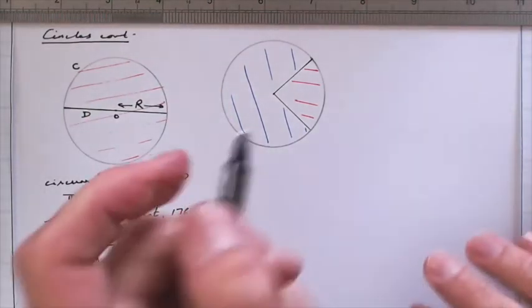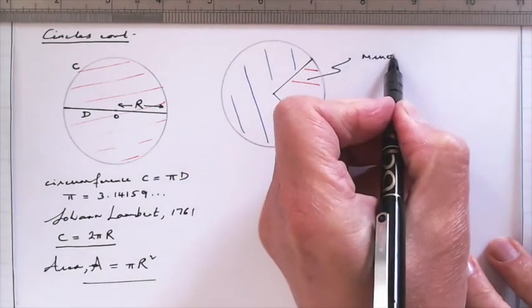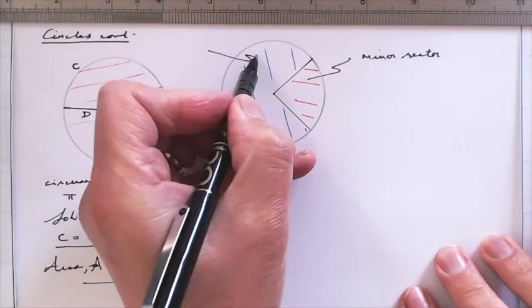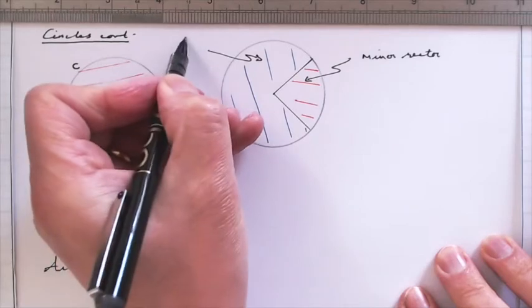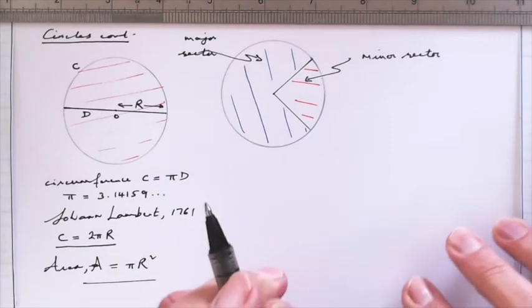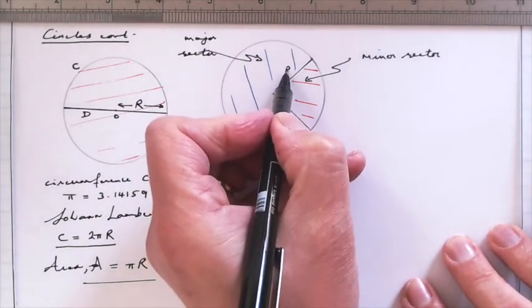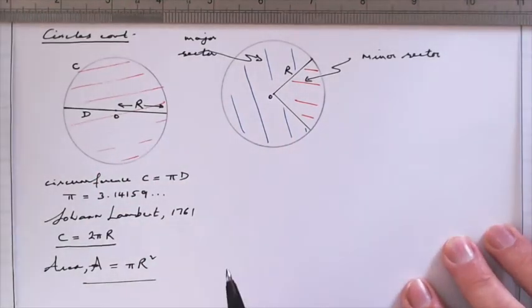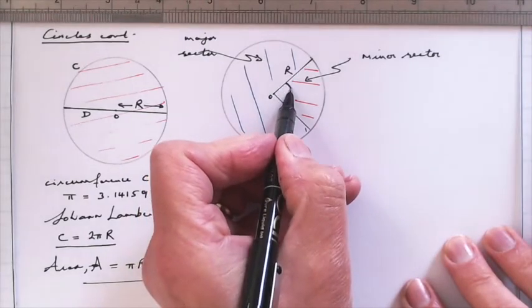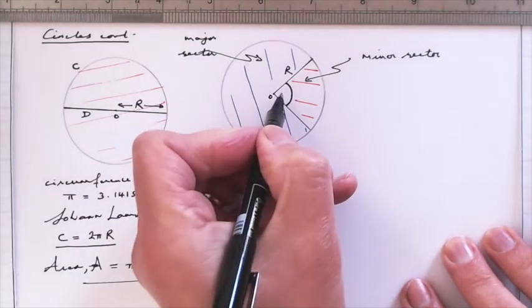Right. So we call this the minor sector, and we call this the major sector. And let's just indicate on here the radius. There's the centre of the circle. And essentially the sector will be defined by this angle. So let's call that angle A degrees.